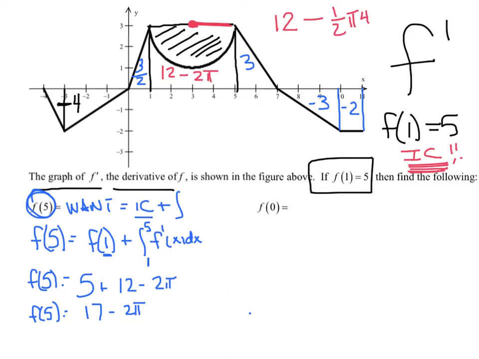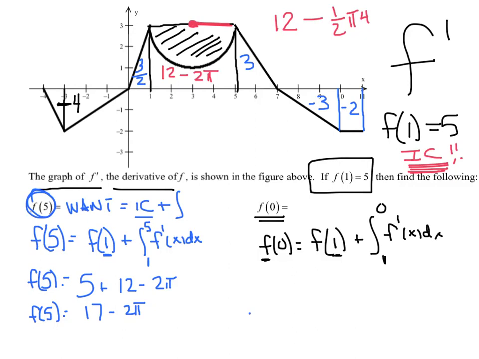All right, let's do the same thing. Let's go get f of 0. Okay, so I'm going to say f of 0 is what I want, equals my initial condition, f of 1, plus the integral. Who has to go on the bottom? The initials go on the bottom to what you want. And if you want f, that means you better integrate f prime of x.